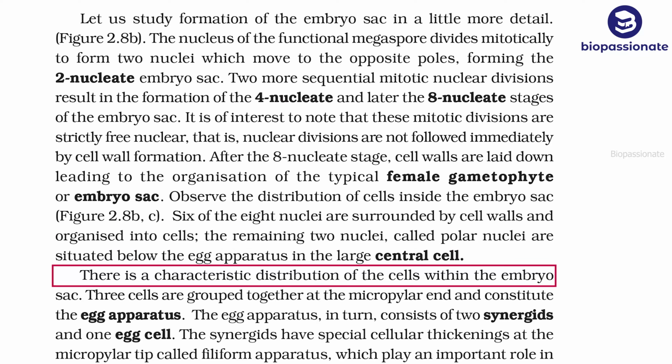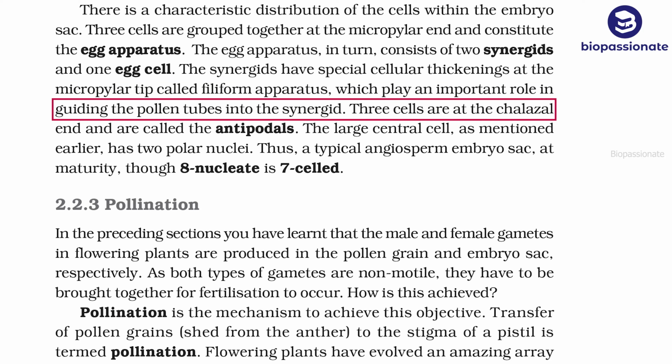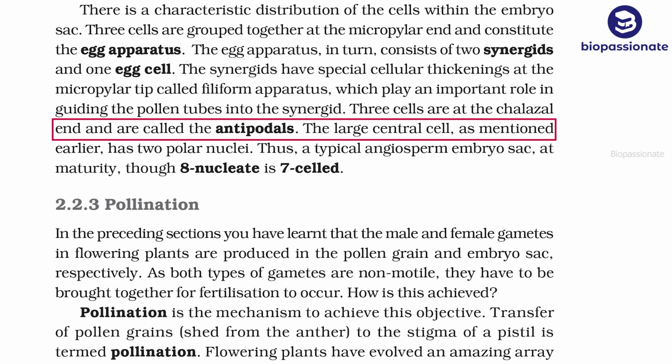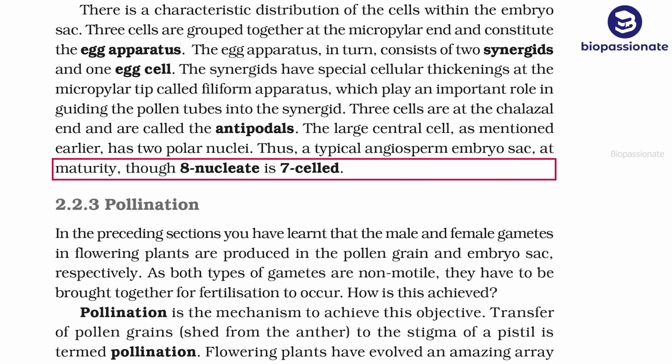There is a characteristic distribution of the cells within the embryo sac. 3 cells are grouped together at the micropylar end and constitute the egg apparatus. The egg apparatus, in turn, consists of 2 synergids and 1 egg cell. The synergids have special cellular thickenings at the micropylar tip called filiform apparatus, which play an important role in guiding the pollen tubes into the synergid. 3 cells are at the chalazal end and are called the antipodals. The large central cell, as mentioned earlier, has 2 polar nuclei. Thus, a typical angiosperm embryo sac at maturity, though 8-nucleate, is 7-celled.